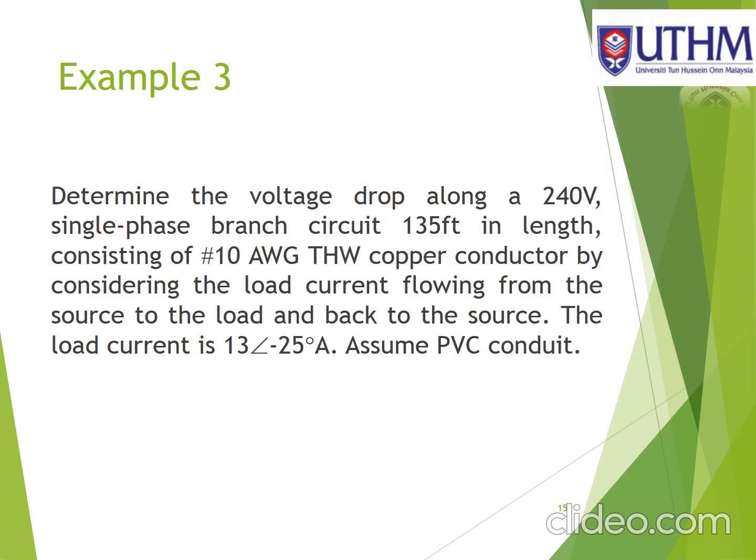Okay, next we go to example 3. Determine the voltage drop along a 240 volt single phase branch circuit 135 feet in length, consisting of 10 AWG THW copper conductor, by considering the load current flowing from the source to the load and back to the source. The load current is 13 angle negative 25 degrees A. Assume PVC conduit. So we have to refer to the table to get the value of R and X.